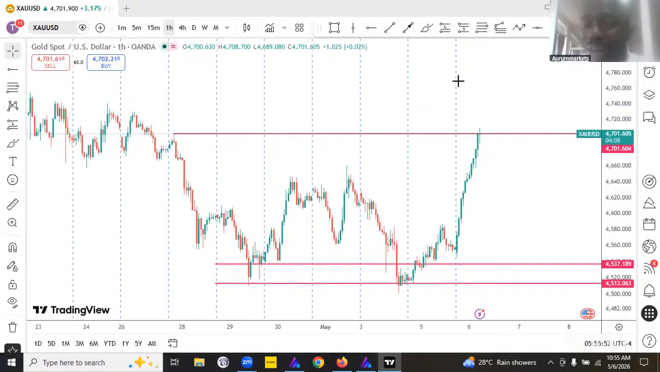Don't get married to a trade. As a trader, you have to be flexible. You have to be objective. If the trade is not going the way you expect, exit. There will always be another opportunity. Exit that trade. How can you open a trade and the trade has been running for months? It's been running for weeks.